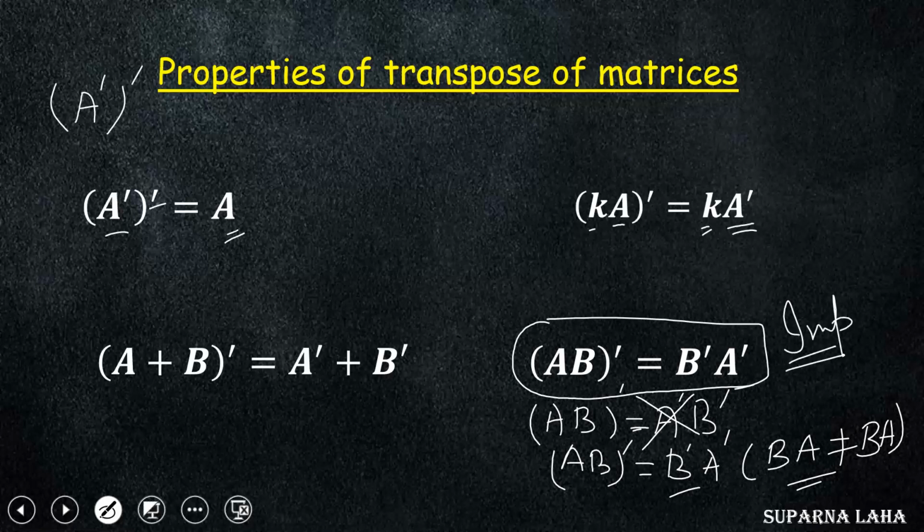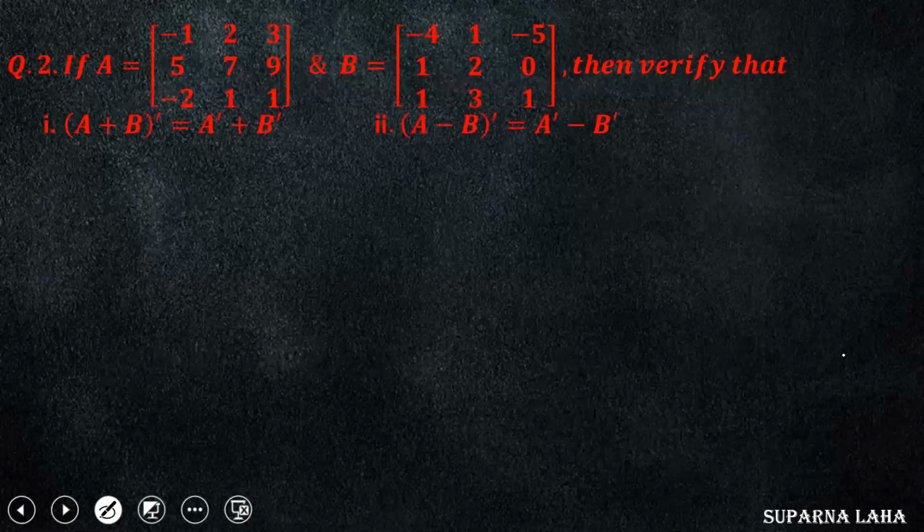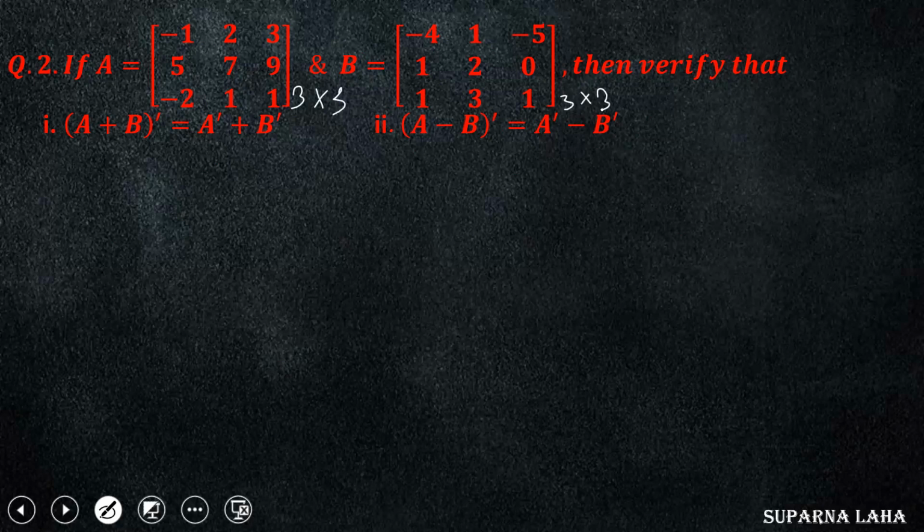We will not prove these four properties. We will verify these four properties with some examples. So the first example is given. Matrix A and matrix B are given. Both the matrices are 3 by 3 matrices. Then you need to verify that (A plus B) transpose is given by A transpose plus B transpose, and (A minus B) transpose is given by A transpose minus B transpose.